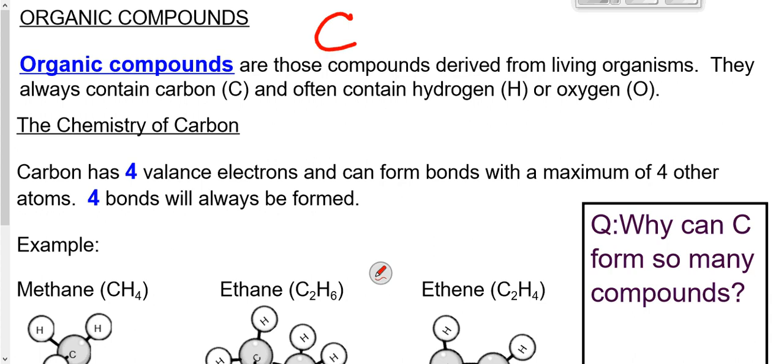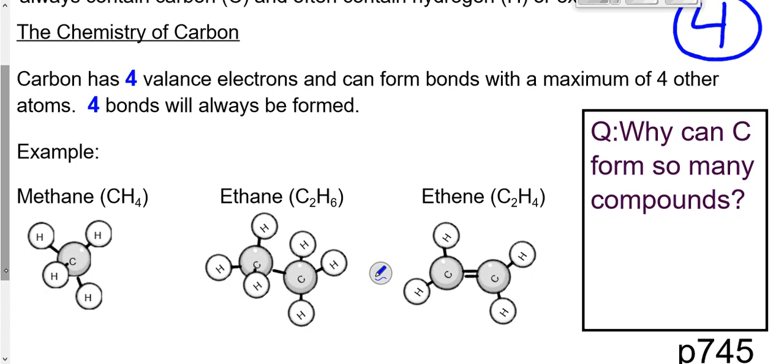Now, the thing about carbon is that it always has 4 valence electrons. It's in group 4 on the periodic table and has 4 valence electrons, which means it's capable of making 4 bonds. I really want you guys to remember the number 4. It is really important that you do that because one of the most common mistakes kids make when drawing organic compounds is they forget to count to 4. Take a look at the examples that I have below.